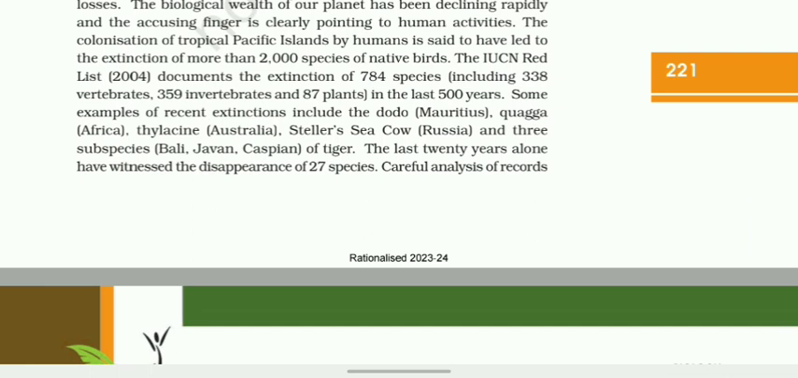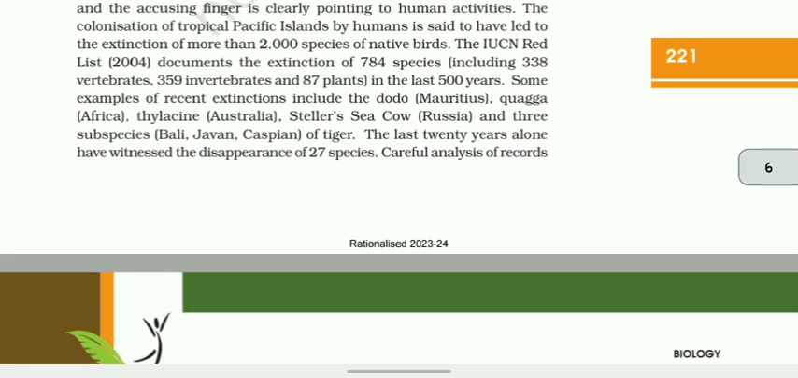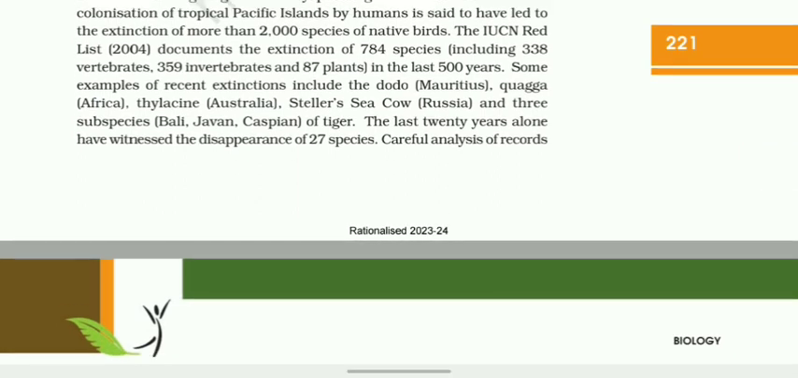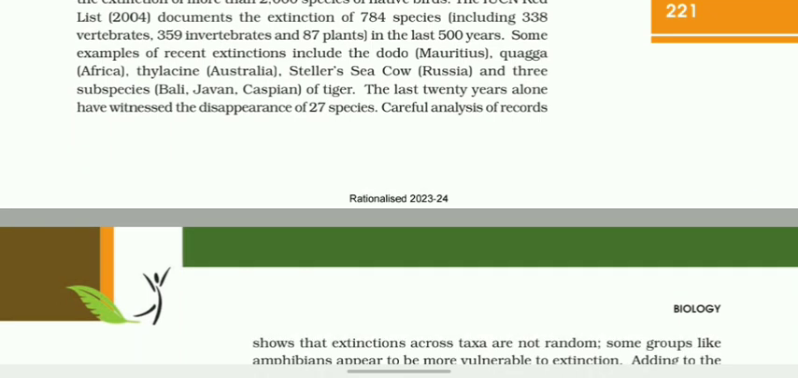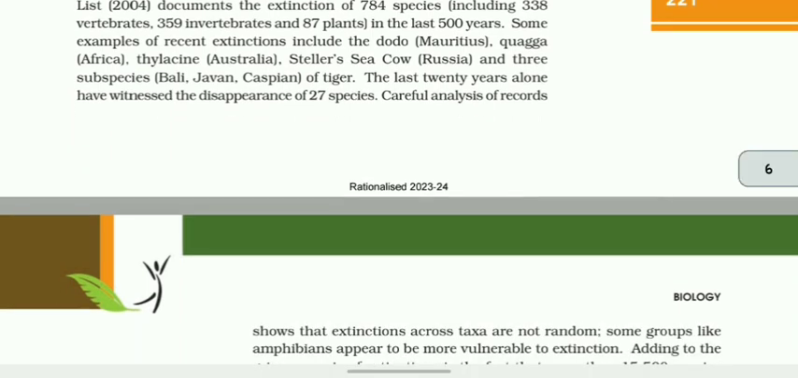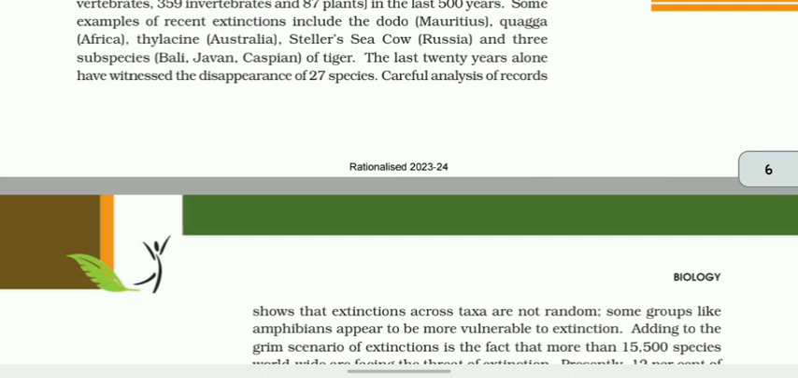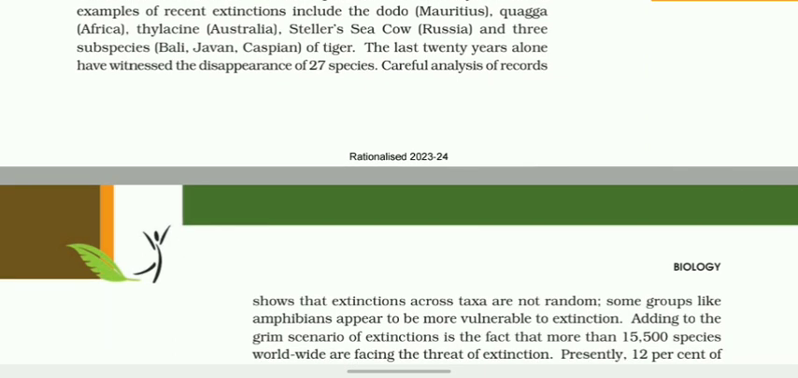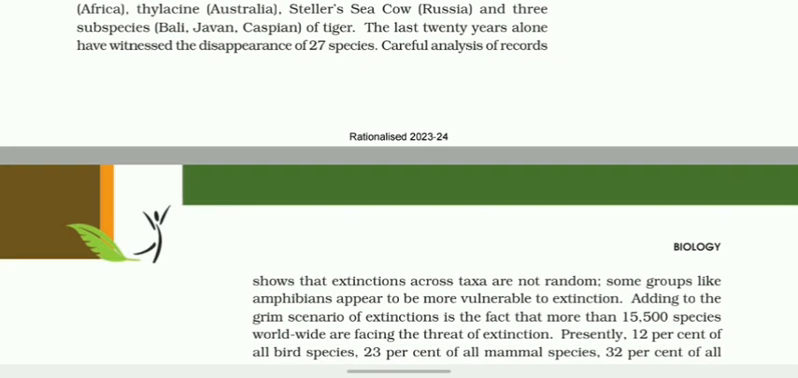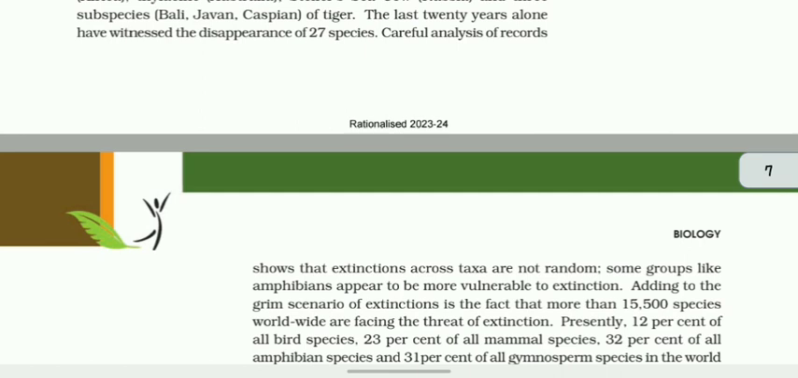The colonization of tropical Pacific islands by humans is said to have led to the extinction of more than 2,000 species of native birds. The IUCN Red List 2004 documents the extinction of 784 species, including 338 vertebrates, 359 invertebrates, and 87 plants in the last 500 years. Some examples of recent extinctions include the dodo from Mauritius, quagga from Africa, thylacine from Australia, Steller's sea cow from Russia, and 3 subspecies (Bali, Javan, Caspian) of tiger.